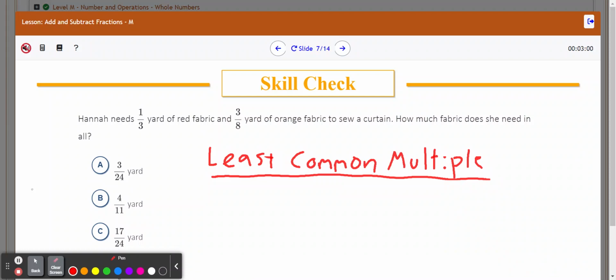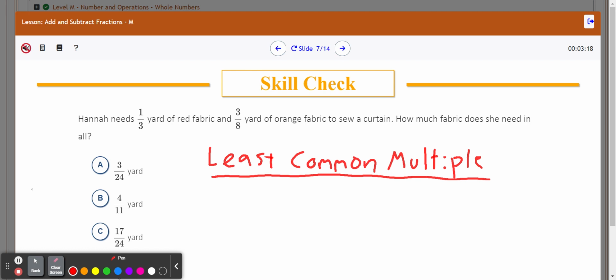Lesson number 11, add and subtract fractions. So earlier we did adding and subtracting fractions as parts of a whole. Now we're going to try to add and subtract fractions that have different denominators. Let's look at our first problem.